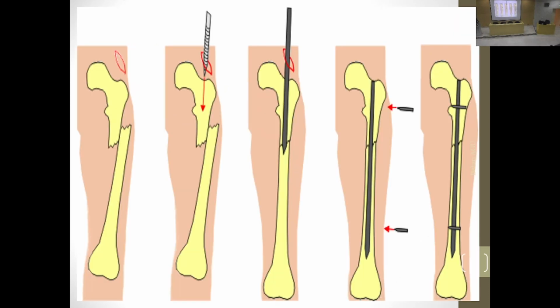Like this. This is an intramedullary nail. You go to the fracture from away. You have an entry point. Then you go and insert your nail. You fix it with a screw proximally and a screw distally, and you don't open the fracture site.